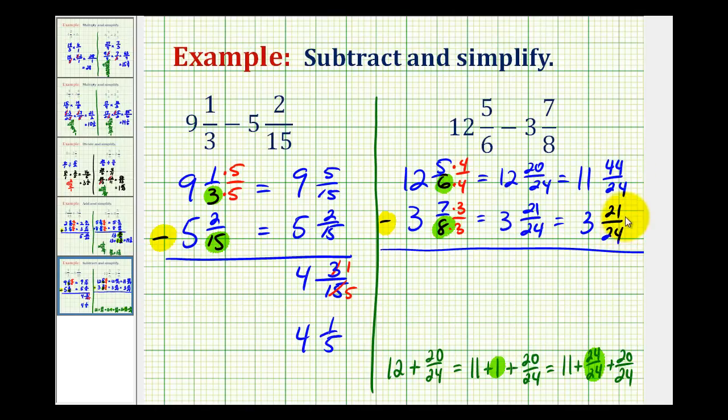And now we can perform this subtraction. Denominator stays the same. 44 minus 21 is equal to 23, and 11 minus 3 is equal to 8. So if you find this borrowing idea a little bit challenging, it's worth spending a little extra time understanding exactly what's happening as described here. In another video, I do show how you can avoid borrowing by converting these mixed numbers to improper fractions.